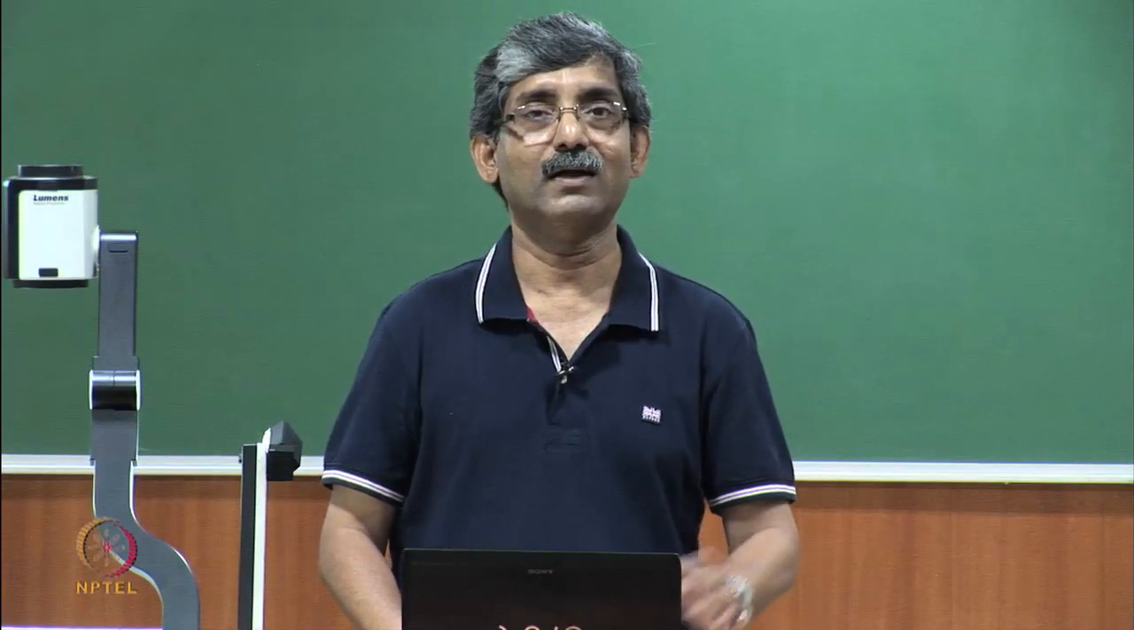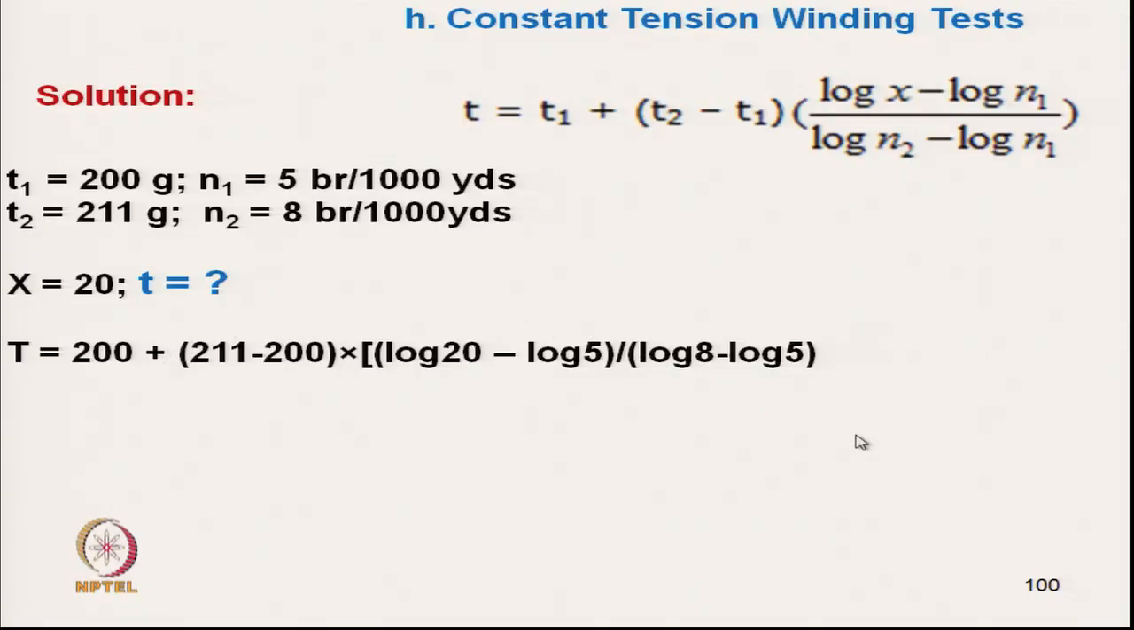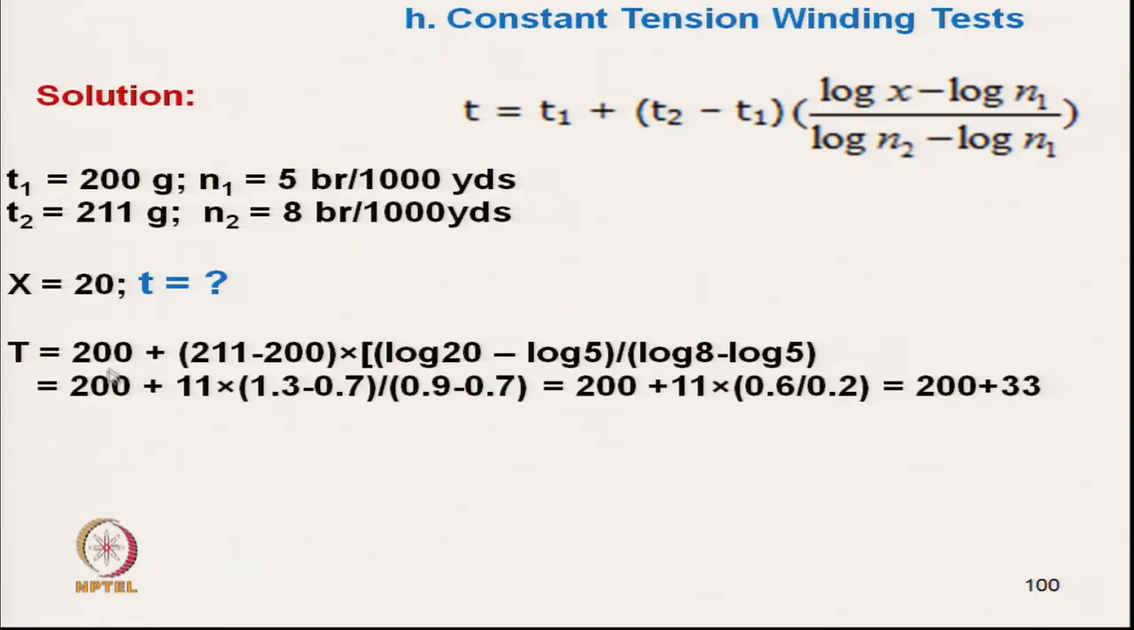So, x is 20 and we have to calculate this T value, and we can use the same simple formula: T equals 200, T1, plus 211 minus 200, multiplied by log 20 (x) minus log N1, which is 5, divided by log N2, which is 8, minus log 5. If we simply solve this, we will get the value equal to 233 gram force. So, that is the actual result.